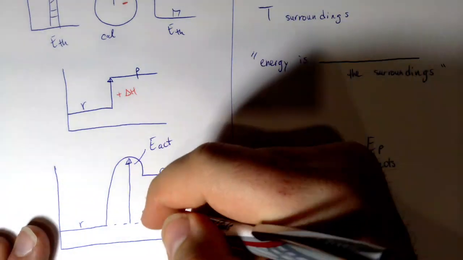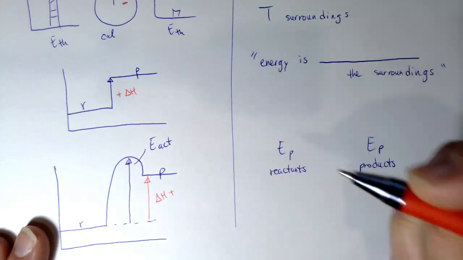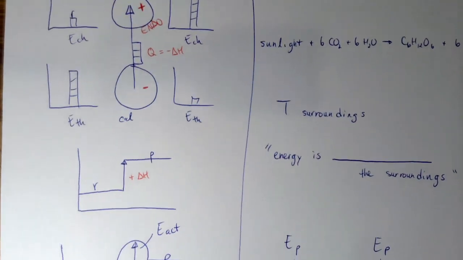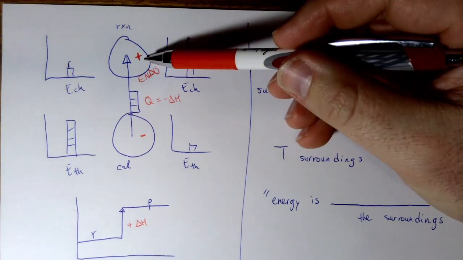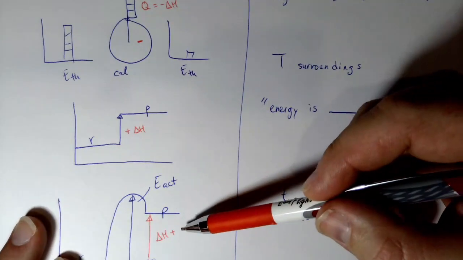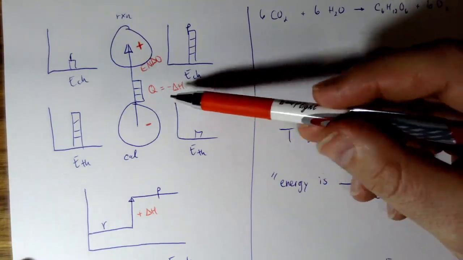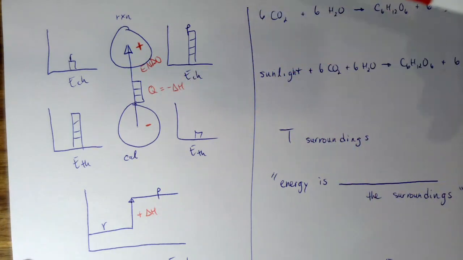And my delta H is still positive. All of this can still recognize the reaction is gaining energy, positive delta H. All I'm saying here is that these two things have opposite signs. If Q is negative, then I've got negative, negative, which is a positive delta H.